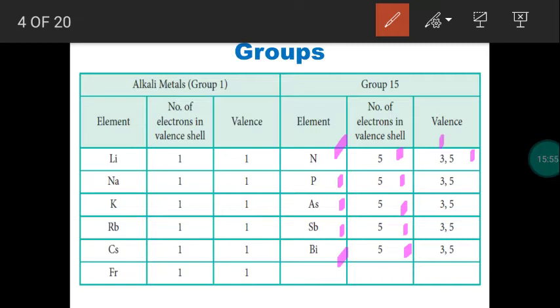So nitrogen, phosphorus, arsenic, antimony, bismuth exhibit variable valency. More than one valency is possible. Either it can exhibit 3 or else 5. Right. So what about valency in a group? The number of electrons in the valence shell is the same, so valency is also the same. For nitrogen, phosphorus, arsenic, antimony, bismuth, valency is 5 or else 3.